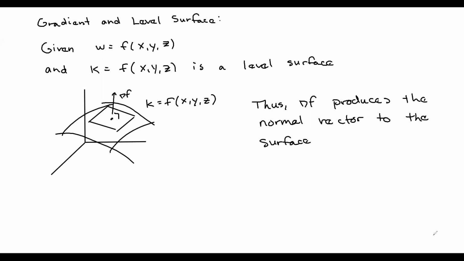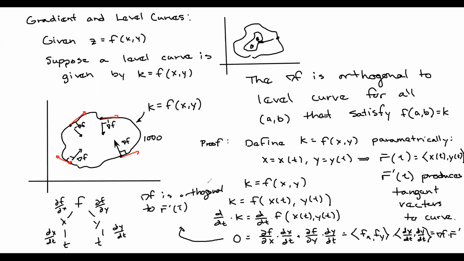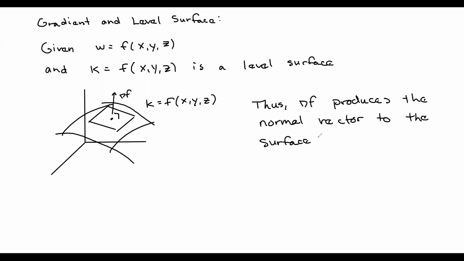That's just taking our previous result for the gradient and level curves and extending it to level surfaces. So no proof is necessary. We've already proven it on that previous page. So if the gradient of f is the normal vector to the surface, that means we could use the gradient of f to find the equation of the tangent plane. This is going to turn into an alternate formula for the equation of the tangent plane.